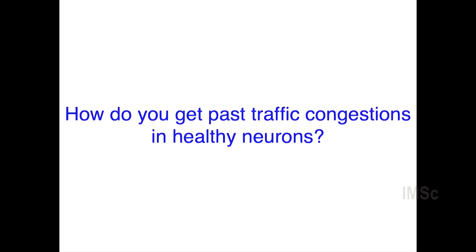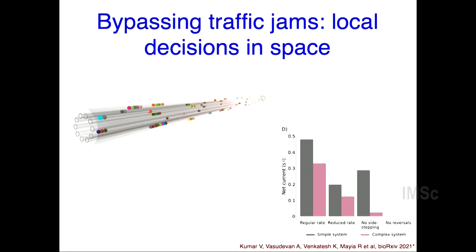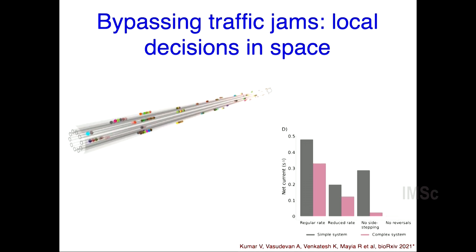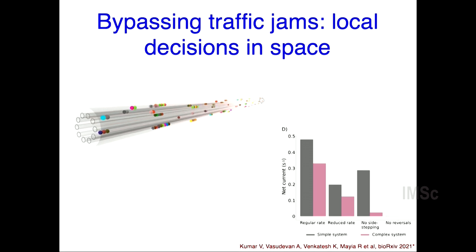So the other way to think about it is, how do you get past traffic congestions in healthy neurons? And here's where Gautam and his student Reshma, as well as Vinod's work came in. They benchmarked the data that we had through these simulations, and what they showed was the following. If you have multiple microtubules and a cargo doesn't do anything, everything will stop. All cargo transport will stop unless when they come to a traffic jam, they can take some sort of decision. Either change the lane like we would, or do a reversal and sample that space later.